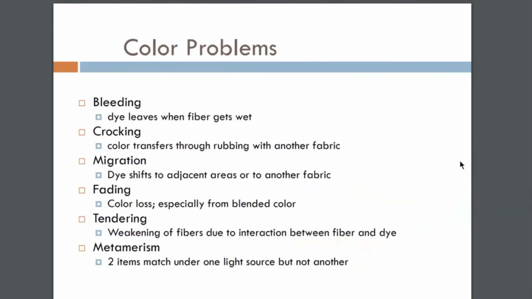You've already been introduced to some of these color problems: bleeding, crocking, migration, fading, tendering, and metamerism. I don't think I use that one much. Metamerism is when two items match under one light source but not another. Oh yeah, that could be a problem.